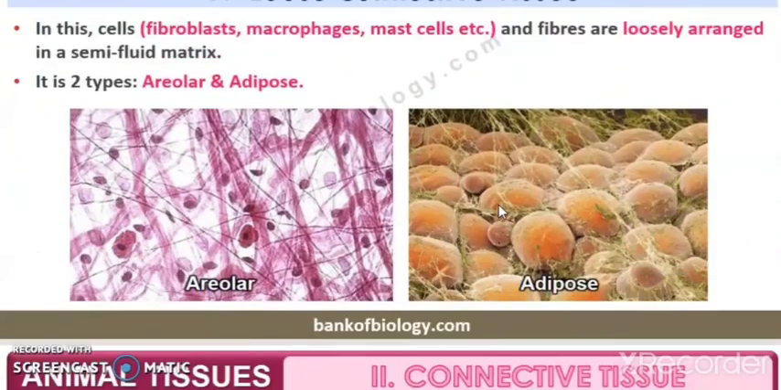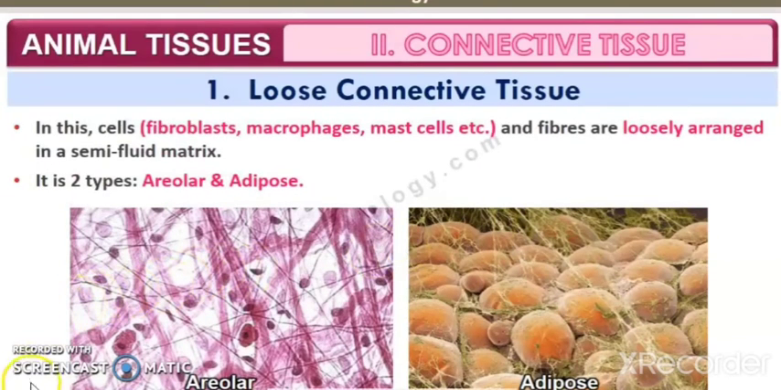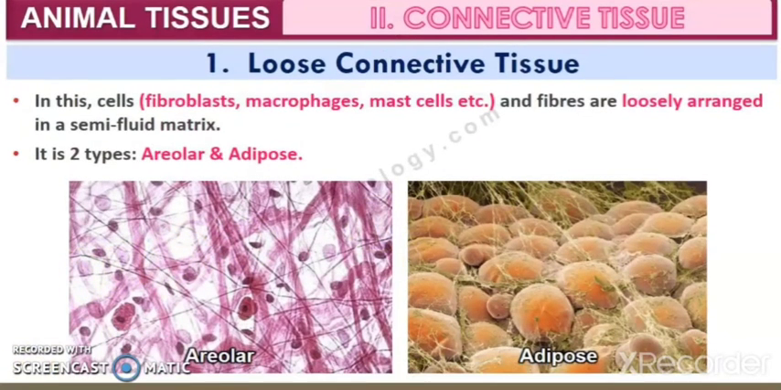As the name says, these are loose connective tissues, which means that the cells and fibers are loosely arranged in the semi-fluid ground substance. The cells and fibers are arranged loosely in the ground substance. As the name says, it is loose. That is why it comes under the loose connective tissue.